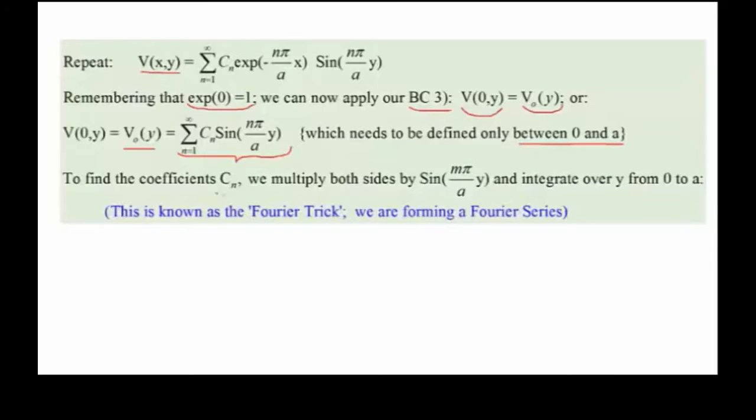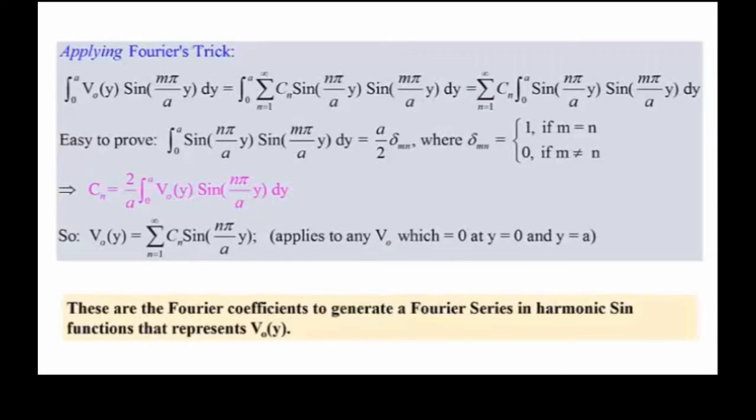Okay, so how do we do that? Well, we multiply both sides by sine m pi y over a. But then we're going to integrate that product from 0 to a. This is known as the Fourier trick. What we're doing here is forming a Fourier series in the sine functions. Here we have the integral from 0 to a of v0 of y times this sine function, m pi y over a, dy. So let me just show you again how that came about.